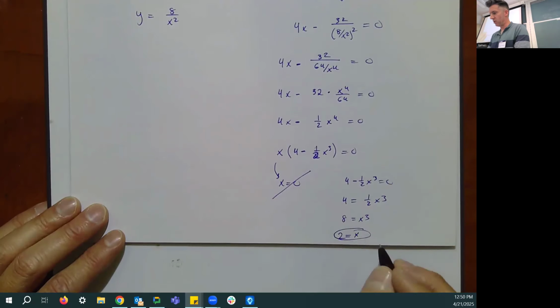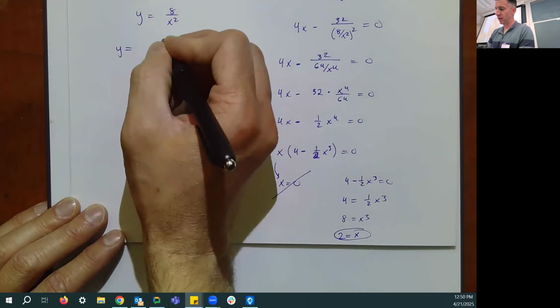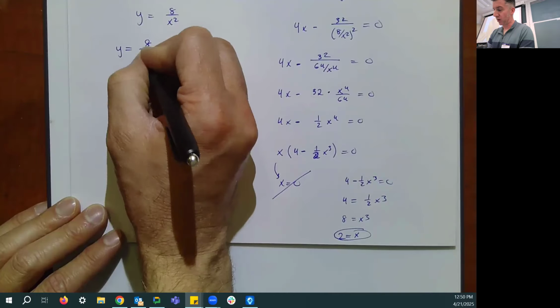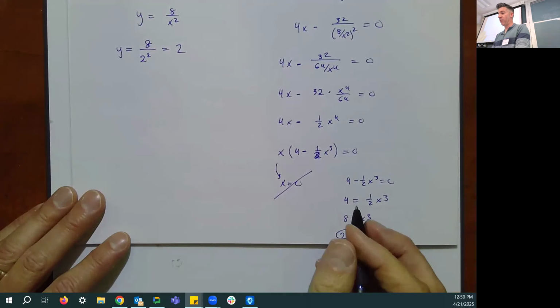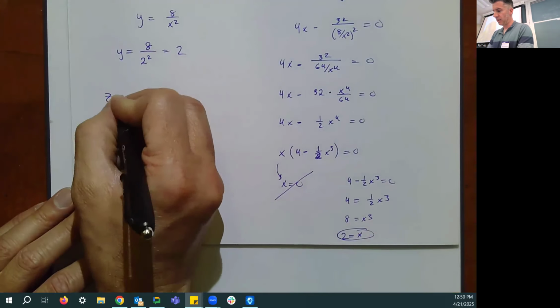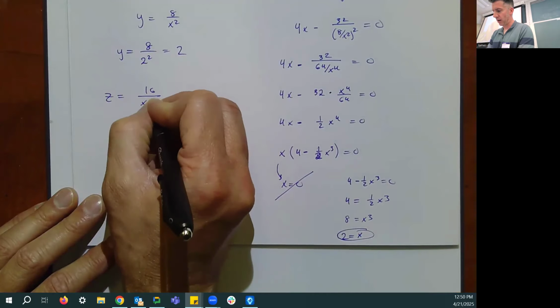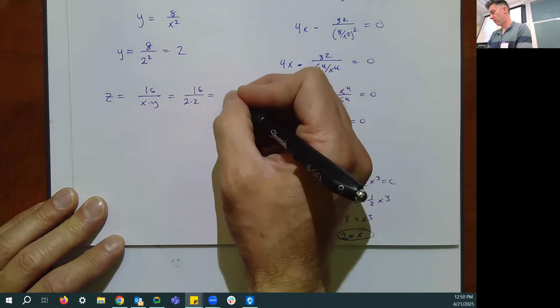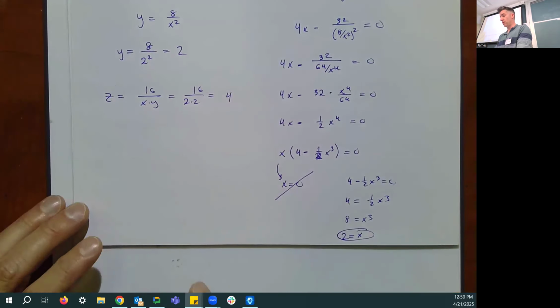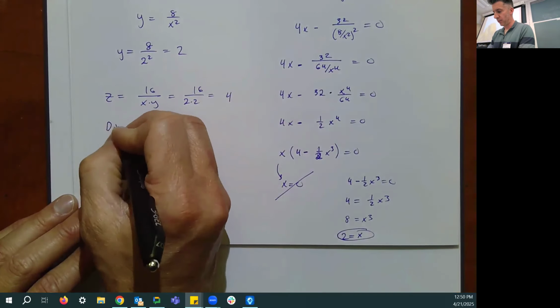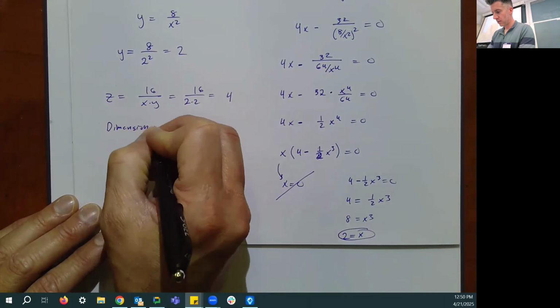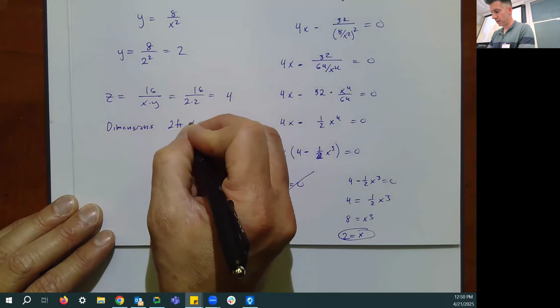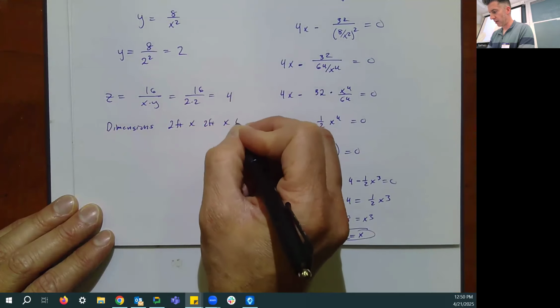We're going to say x equals 2. We're unsurprisingly going to get y equal to 8 divided by 2 squared, which is also 2. And then if we go back and find our z is 16 divided by x times y, which is 16 divided by 2 times 2, which is 16 divided by 4, which is 4. So the dimensions appear to be 2 feet by 2 feet by 4 feet high.